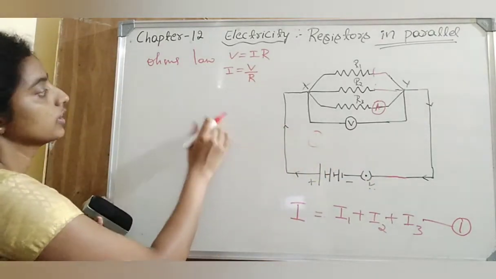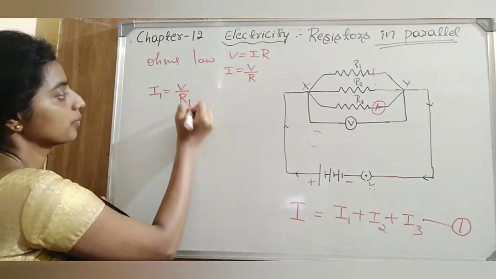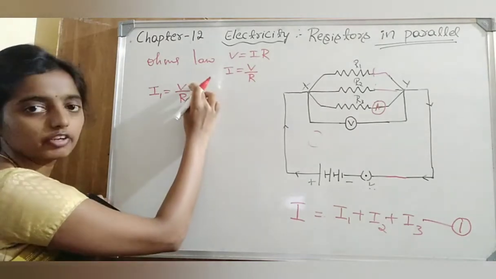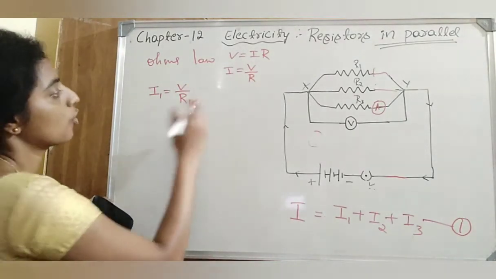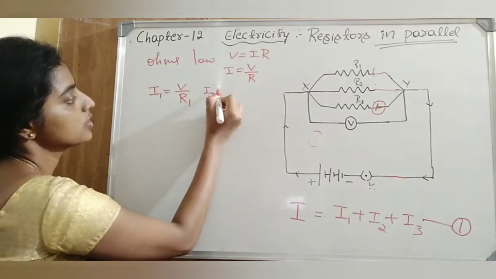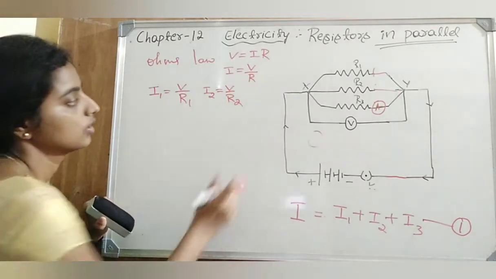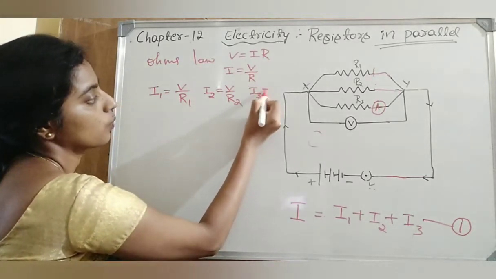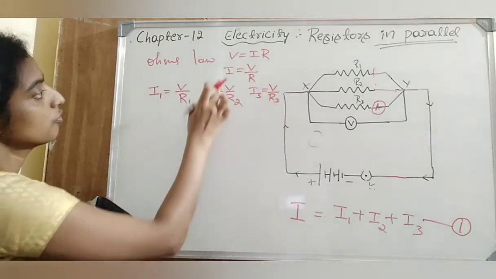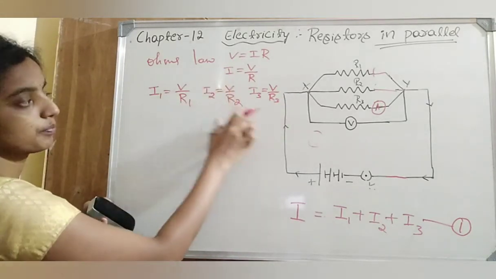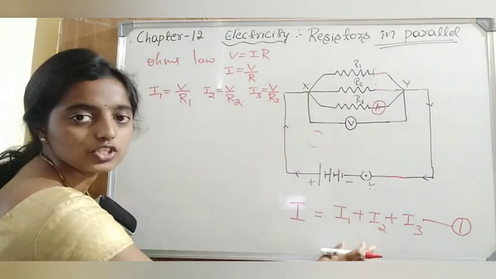So now we will write I1 equal to V by R1. You understood, right? Why we are not writing V1? Because potential difference is same. Now what happens? I2 is equal to V by R2. Now what happens? I3 equals V by R3. Now we got 4 values for I. Right, now substitute all the values in equation 1.